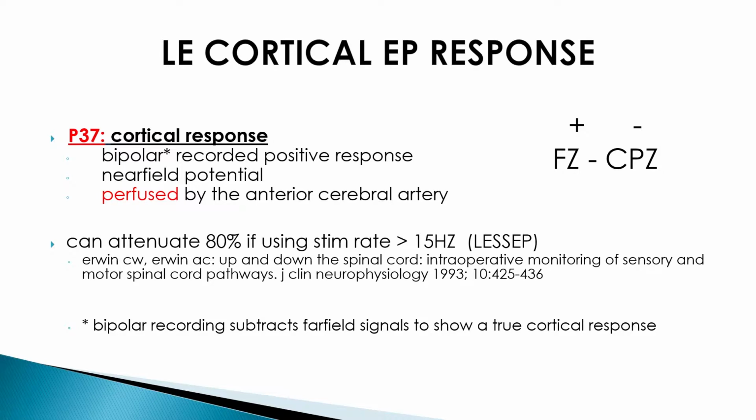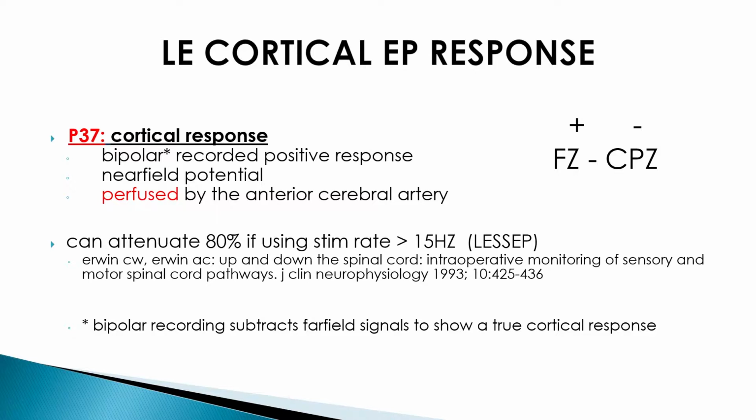The P37 response is a positive response, usually coming in around 37 milliseconds. It's recorded by using 2 electrodes right on the scalp, so it doesn't pick up the subcortical response. It cancels them out. It's a near field potential because we place the electrode on the postcentral gyrus, and that's exactly where the response is coming from.